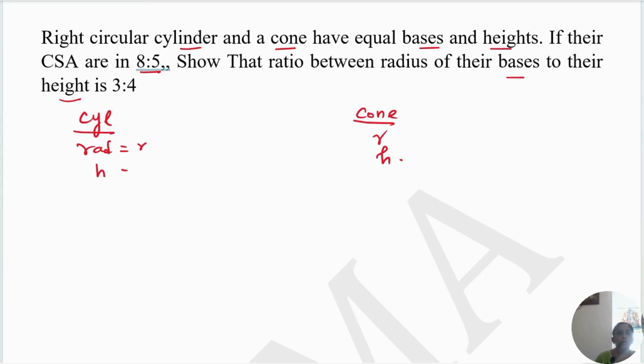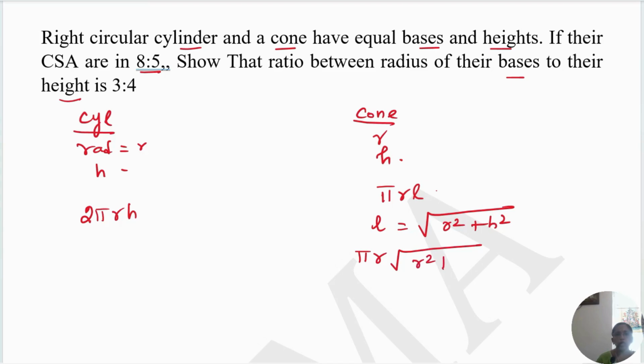Here we are given the ratio of CSA. The CSA formula for cylinder is 2 pi r h and for the cone is pi r l. L is not given, so slant height can be calculated with square root of r square plus h square. So now go with your formula. Pi r, instead of L, you can write root of r square plus h square. So now find out the ratio.